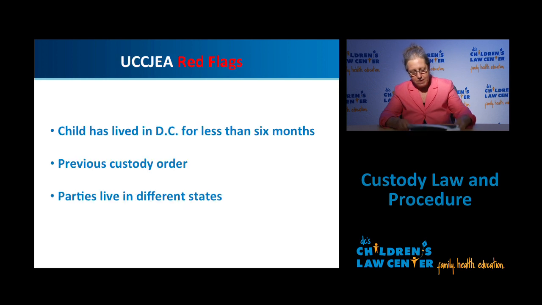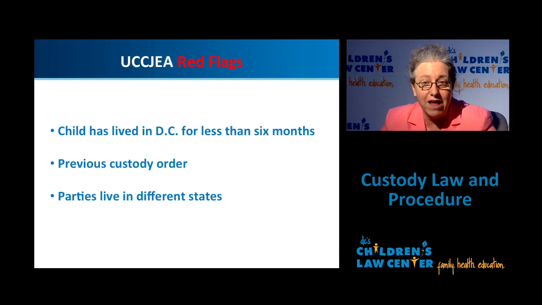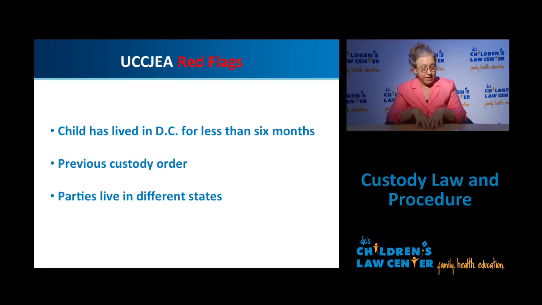And so what I call UCC JEA red flags are the following situations. If a child has lived in DC less than 6 months, sometimes you want to take a closer look to see if DC has jurisdiction. If there was a previous custody order either in DC or somewhere else, is DC the right place? Or do the parties live in different states? Then you might want to ask yourself, is DC the right place? Again, DC may very well be the right place, but it might not be if there has been that kind of movement or if people live in different places. So what I tell lawyers for the parties, as opposed to the GAL, is before they file, this is the kind of thing that they really want to think about and ask about.